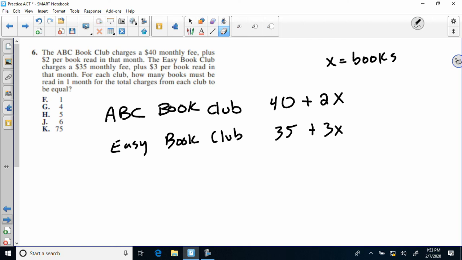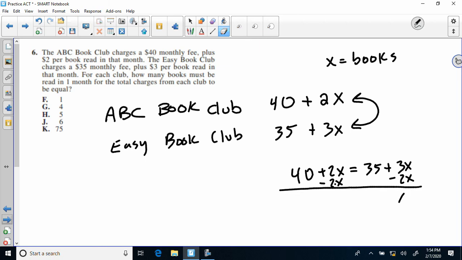For each club, how many books must be read in 1 month for the total charges for each club to be equal? So all they want to know is when is the bottom one equal to the top, those two equations equal to each other. So it's 40 plus 2x is going to equal 35 plus 3x. If I solve that, you subtract 2x to the other side. That will give us x, and subtract the 35 over here, and you get 5. We would have to read 5 books every month to pay the exact same price, whether we were part of the Easy Book Club or the ABC Book Club. So on number 6, my answer should have been H.